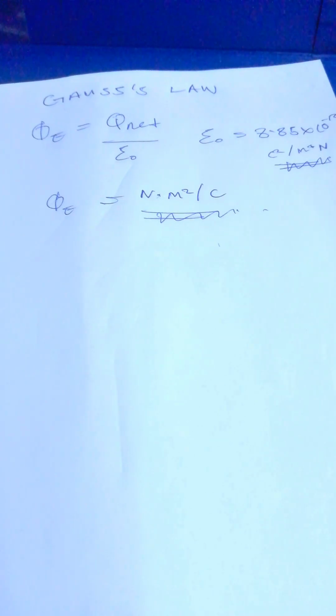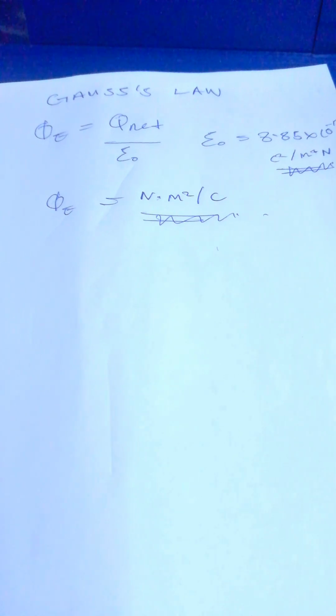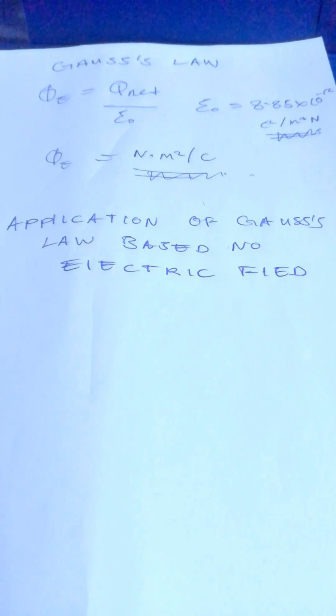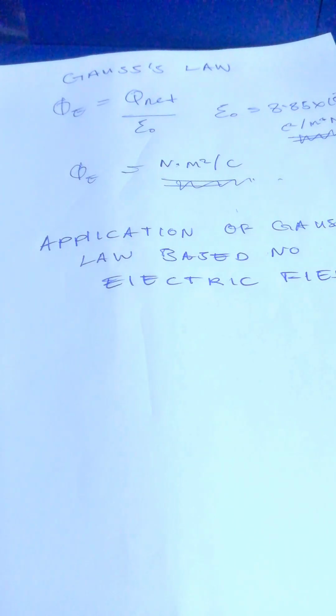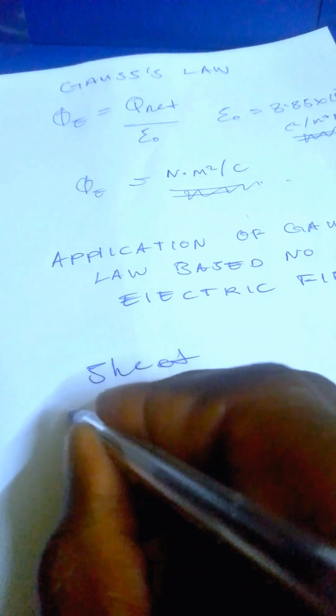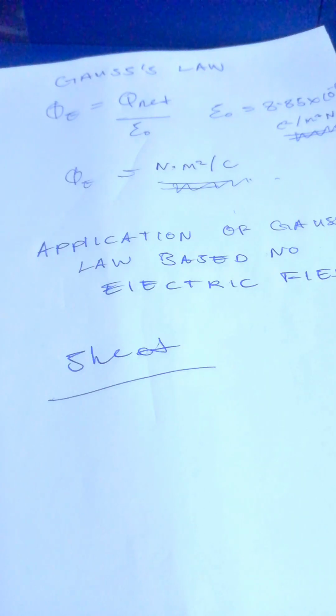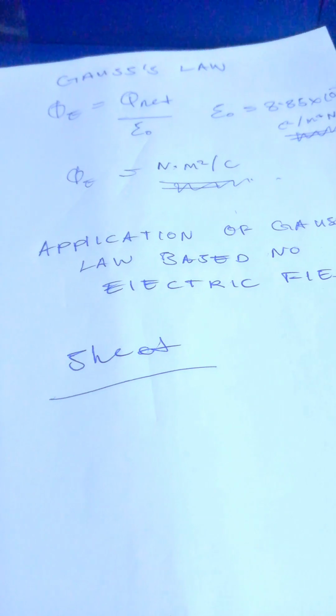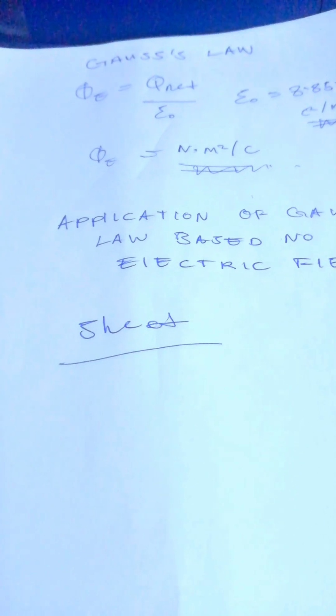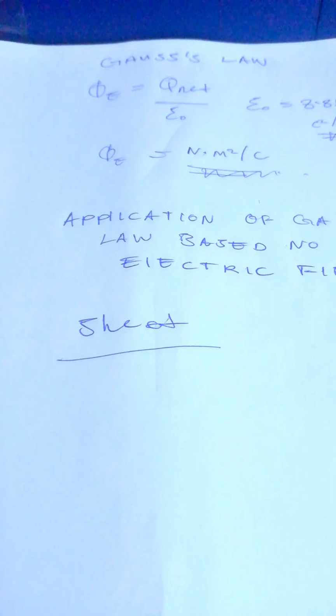So now we're going to talk about some applications of Gaussian law related to electric field. The first thing we are going to talk about is a sheet. When you talk about a sheet, in some books it's written as planar symmetry. When you are asked to find the electric field of a sheet or a planar symmetry, there is a certain formula you have to consider for electric field, not the usual one which we know.